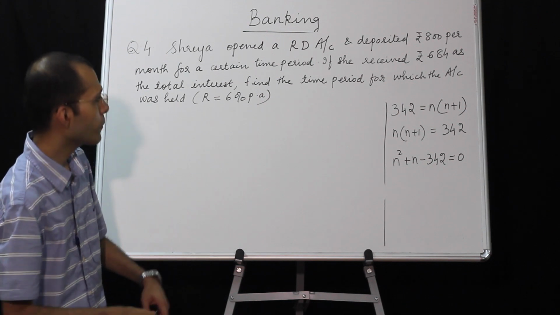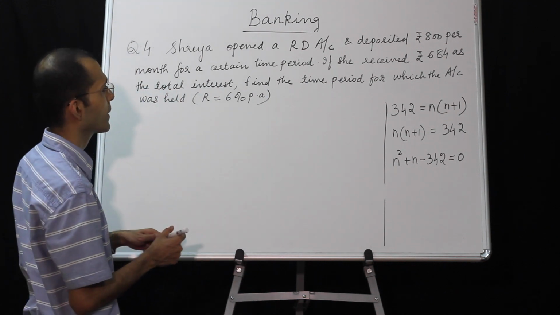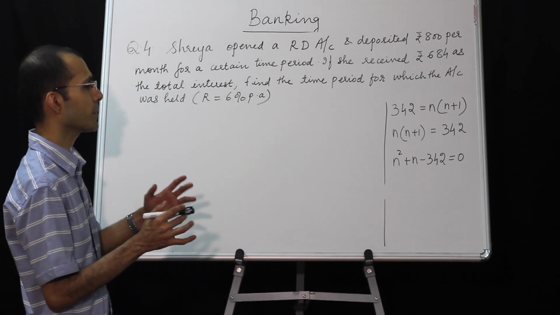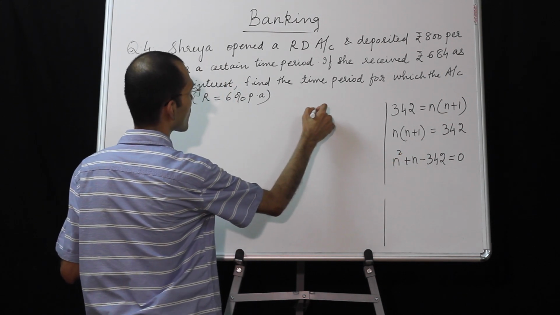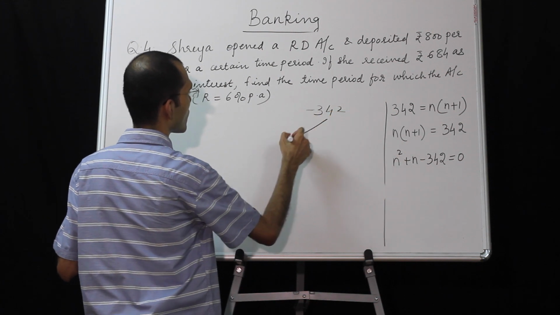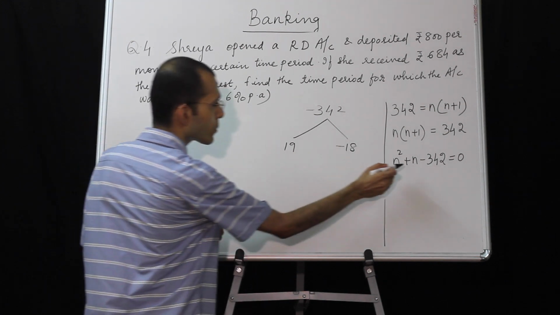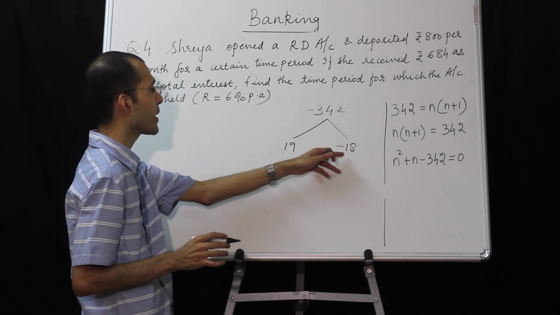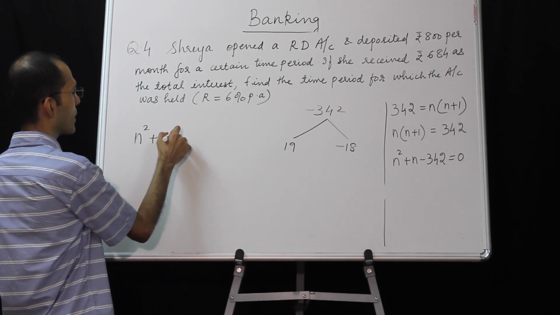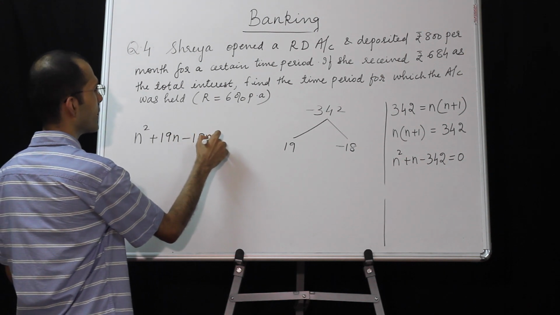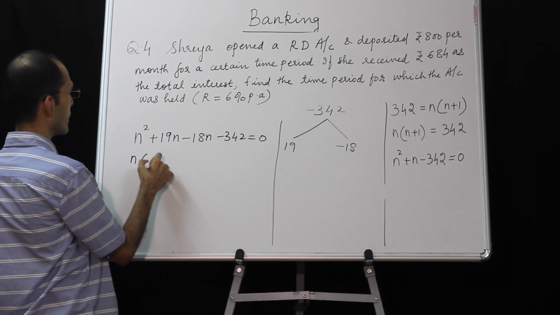Okay. Here if you try to use factorization, yes, very much. So this will be 19 and 18, 19 minus 18. Coefficient of n square is 1. Constant term is minus 342. So it is 19 and minus 18. 19 minus 18 is 1, so the coefficient of n is 1. Yes, 19 into minus 18 is minus 342. So now it will be n square plus 19n minus 18n minus 342 is 0. n into n plus 19.